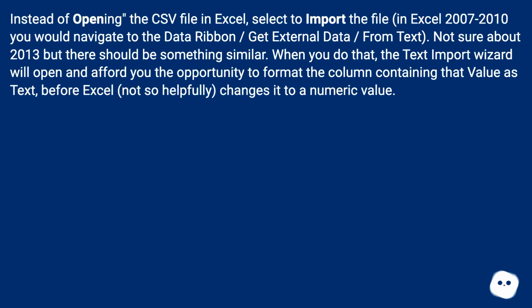Instead of opening the CSV file in Excel, select to import the file. In Excel 2007 to 2010, you would navigate to the data ribbon, Get External Data, From Text. Not sure about 2013, but there should be something similar. When you do that, the text import wizard will open and afford you the opportunity to format the column containing that value as text, before Excel, not so helpfully, changes it to a numeric value.